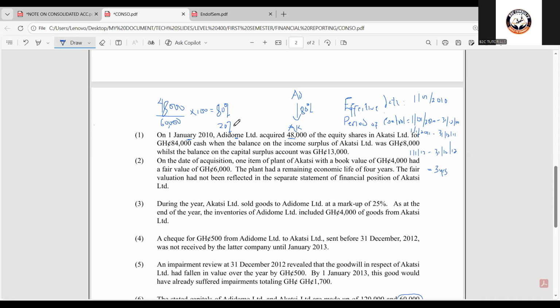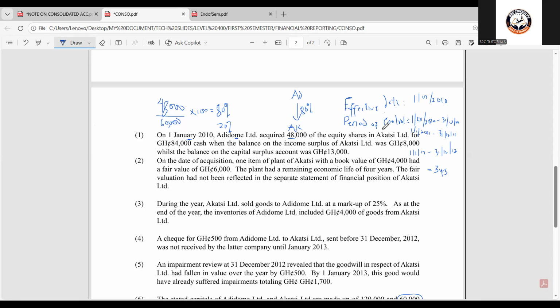So we've been able to establish a few things from point number one. We've been able to determine the group structure, the effective date of control, and the period of control. That is the first step we were supposed to do.